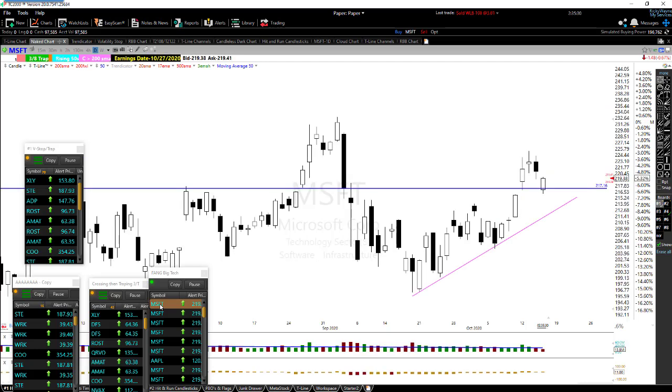If you use TC2000 or Thinkorswim, and there's one other one, TradeView maybe, it can be set up so you can just click on the ticker symbol and it changes the chart for you. That's just a side note, but it's a cool thing. You don't have to have it.